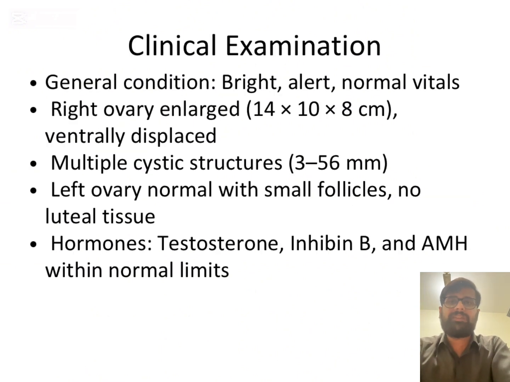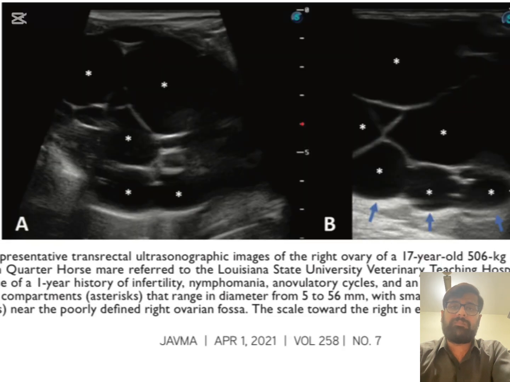On physical examination, the mare was bright and alert with normal vital signs. Transrectal examination revealed a greatly enlarged right ovary, measuring about 12 by 10 by 8 cm, and multiple cystic structures ranging from 3 to 56 mm were present on the right ovary. The left ovary appeared to be normal with small follicles, but no corpus luteum was found there.